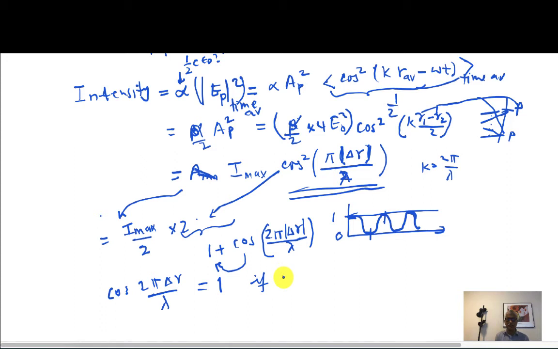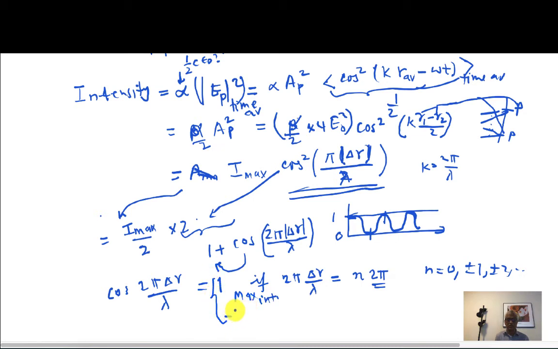If 2 pi delta r over lambda is n times 2 pi, all evens, right? So for n equal to 0, plus or minus 1, plus or minus 2, etc. So these are places where the maximum will occur. This is when it is max intensity.